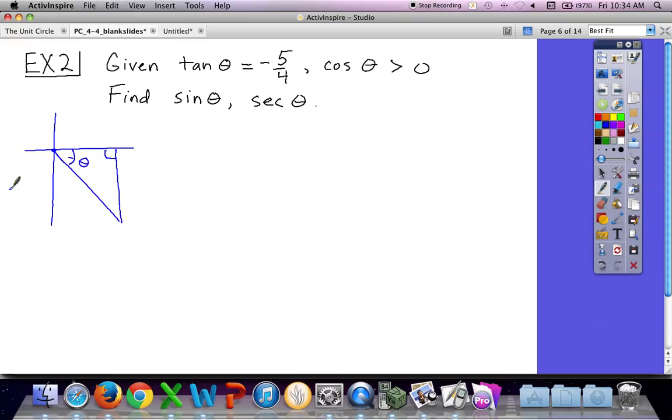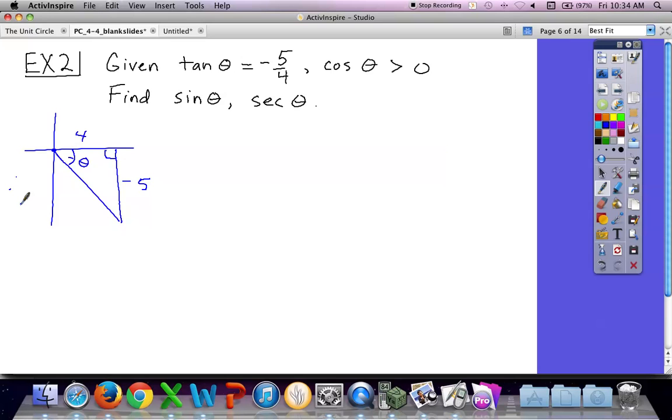And because they told us the value of the tangent, we'll be able to label two of the sides, right? Negative 5/4. So tangent is opposite over adjacent. So we know it's going to be 5 and 4, but one of those has to be negative. It has to be the 5 because it's below the middle. The y is negative, right? There you go.